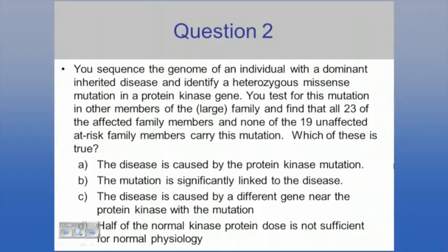Okay, so here's a second question. You sequence the genome of an individual who has a dominant disease and identify a heterozygous missense mutation. It's in a protein kinase gene. You test for this mutation in the other members of the family and find that all 23 of the affected family members and none of the 19 unaffected at-risk family members carry this missense mutation. So is the disease caused by the protein kinase mutation? Is the mutation significantly linked to the disease? Is it caused by a different gene near the protein kinase with the mutation? Or is half of the normal protein kinase dose not sufficient for normal physiology?